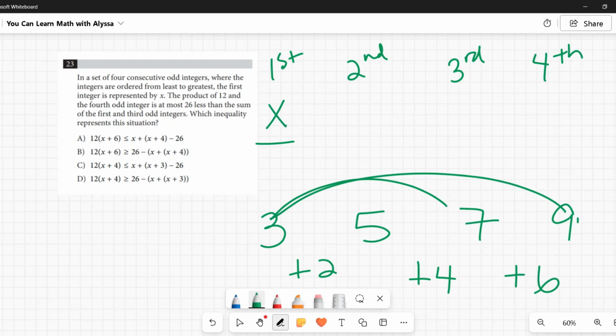That is how we're going to represent them, because we only have the first integer being X. So the second odd integer is going to be X plus 2. The third one is going to be X plus 4. And the fourth one is going to be X plus 6.